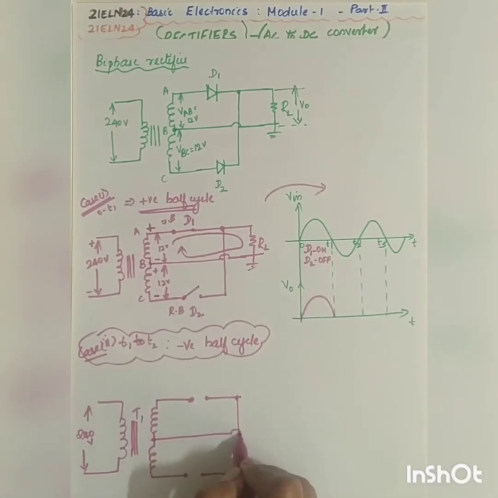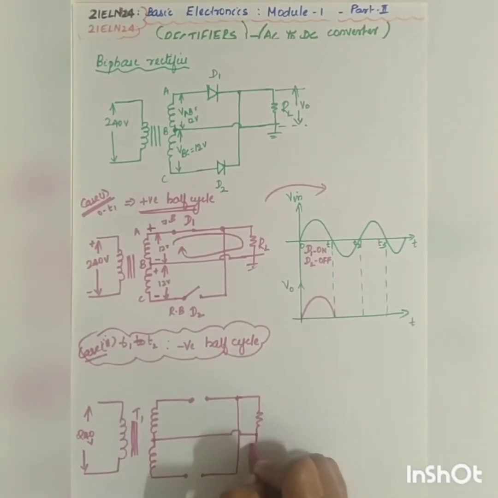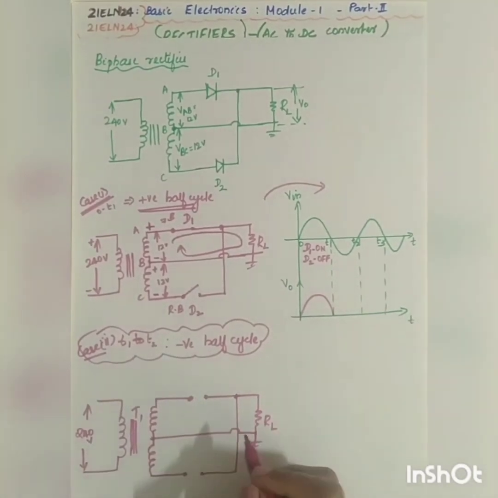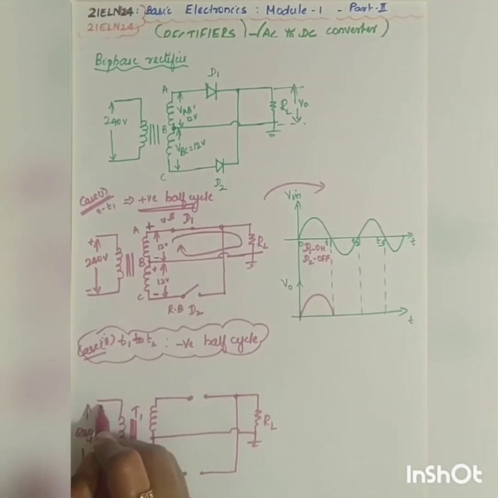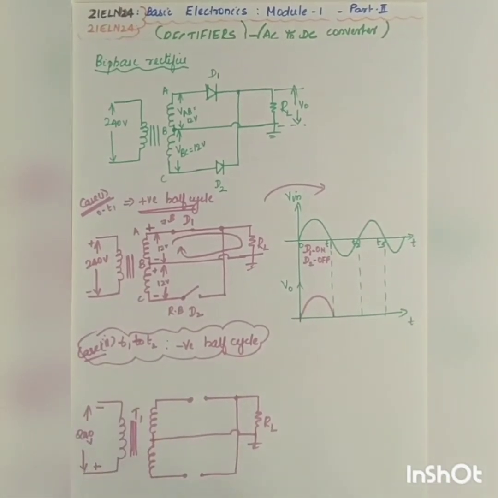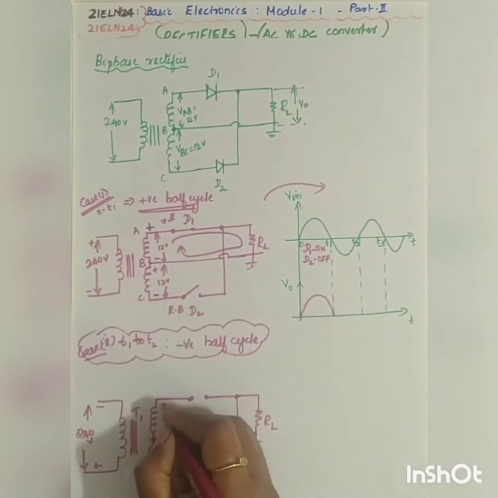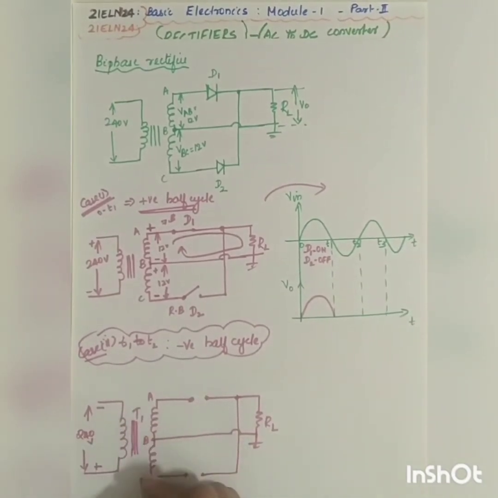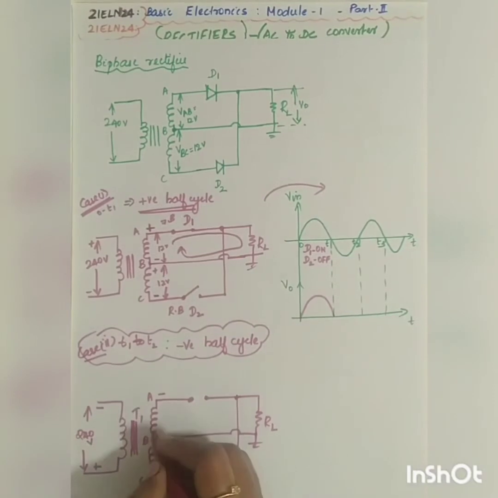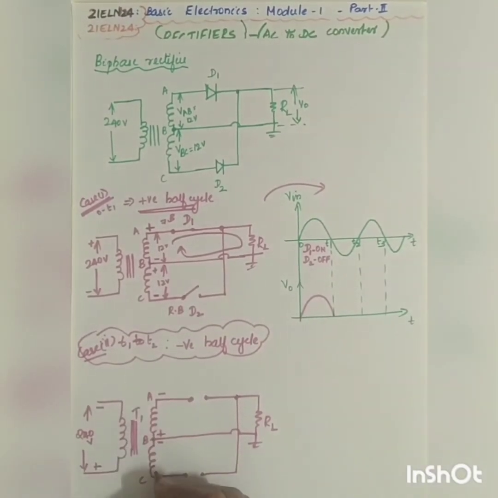Center tapped. So this is going to be your circuit diagram. Now, during the negative half cycle, what happens here? It is negative, positive. What will happen to your A, B, C? So here it is going to be negative, positive. Here it is going to be negative, positive.